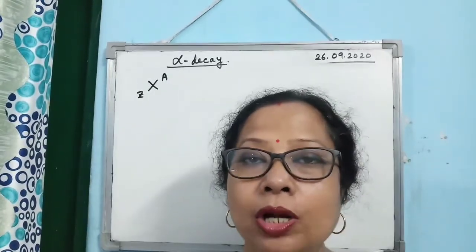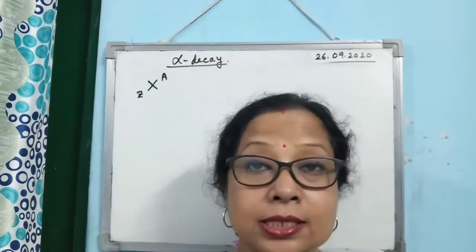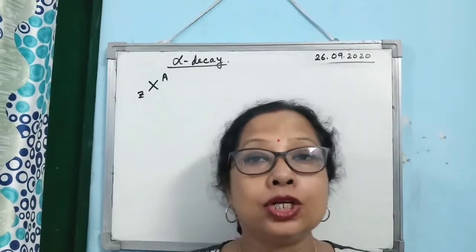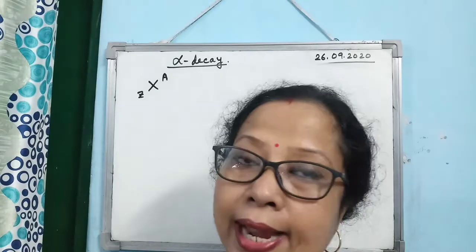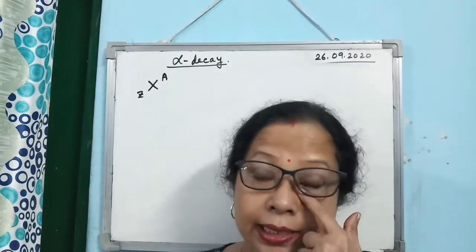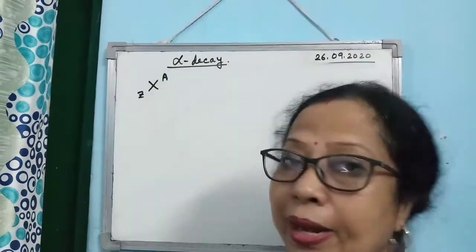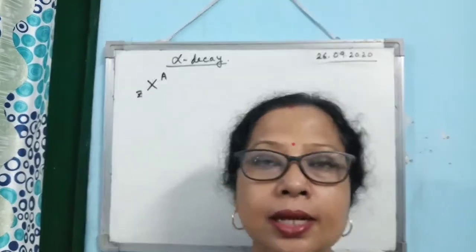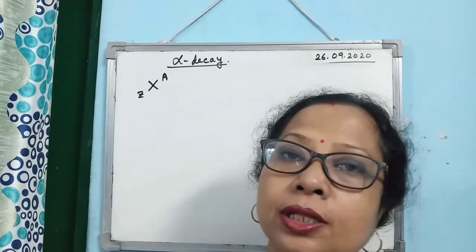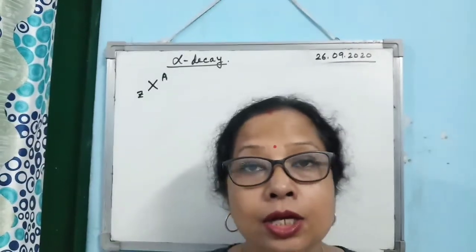Be very happy, all daughters. It is never called the son nucleus. It is known as the daughter nucleus. And the daughter nucleus we generally denote by Y. X we denote for the parent nucleus, before emission, and after emission the nucleus is known as the daughter nucleus.